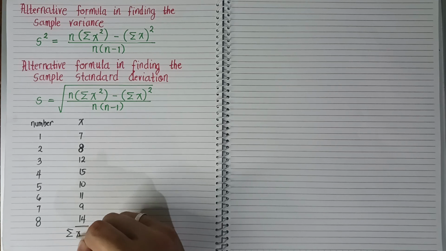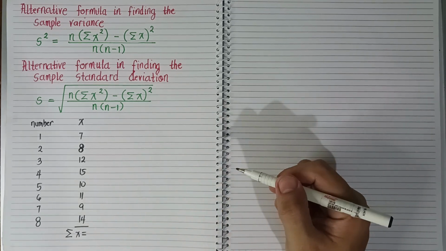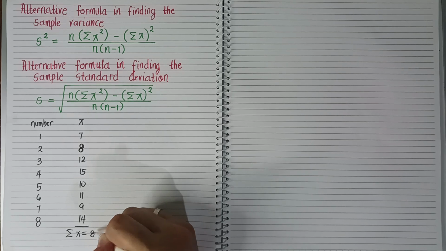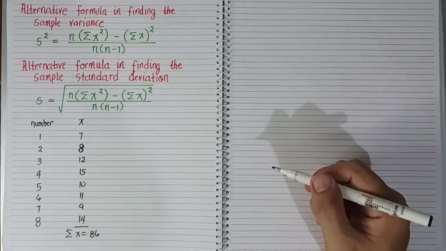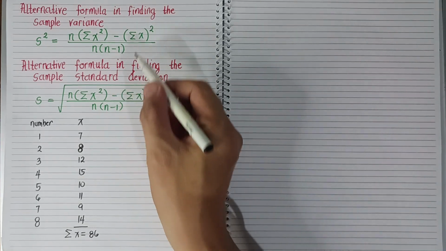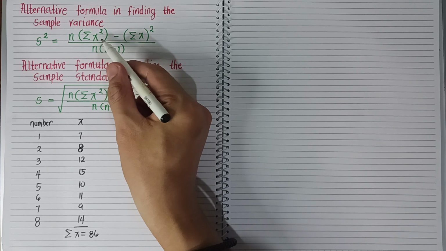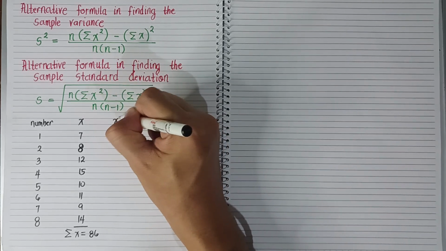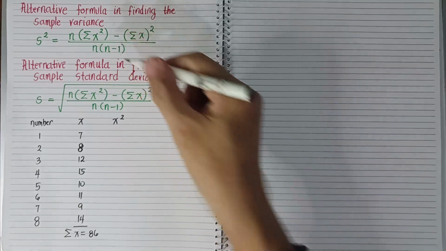Summation ng x natin ay, okay, pag pinag-add natin yan, that is equal to 86. Okay. And then, since napansin natin, we have x squared, so meaning dito, meron tayong x squared. Saan ang galing? Dito sa formula natin.